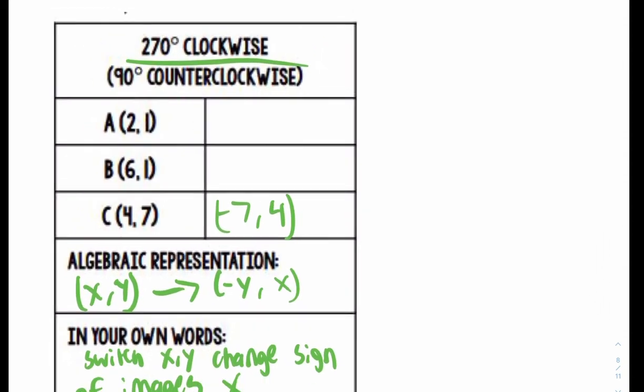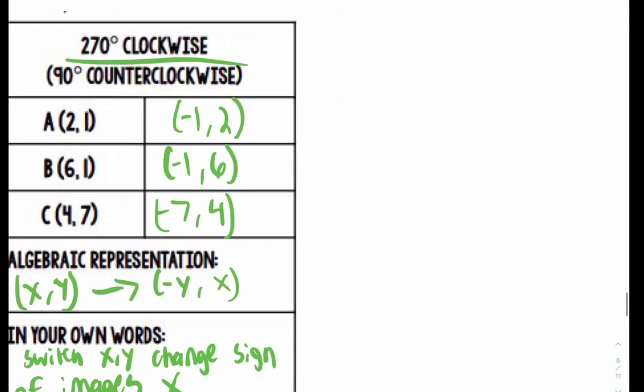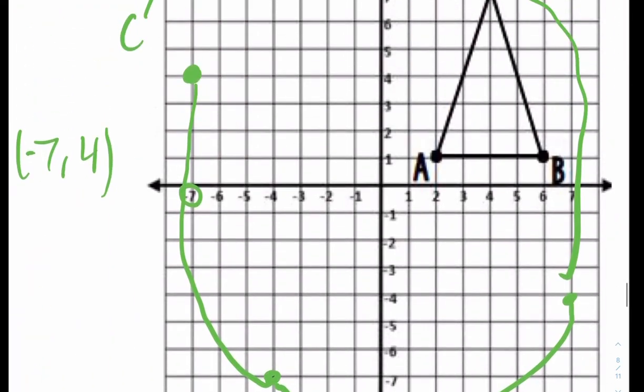Let's do that, and then we'll draw it and make sure that it makes sense. So flip the numbers. We have 1 comma 6. And then we're going to change the sign of the new x. It's going to be negative 1 comma 2. Now let's graph this. We have negative 1 for x, 2 for y. That means 1 to the left, 2 up. That's going to be A prime.